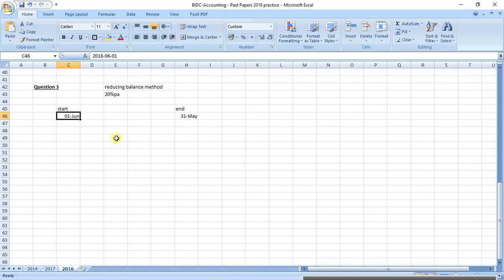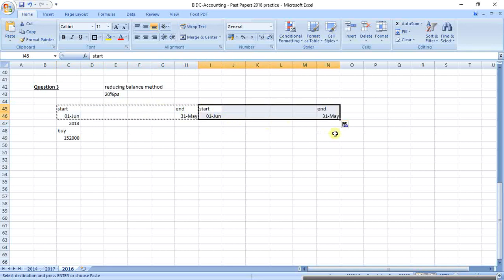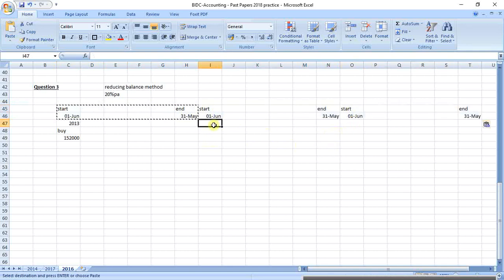Okay, M purchased a vehicle on 1st June 2013. So if this is 2013, she purchased, so buy, how much did she buy? 152,000. Then they say on 1 March 2015, so that's 2013. So we're going to have a few of these. We're going to have start, end, start, end, start, end. This would have been 2014. This would have been 2015.